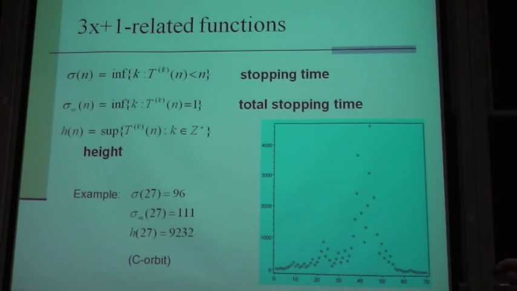And even with a modest number like 27, it takes 96 iterations before you jump below 27, 111 iterates to get to 1, and you can get as high as 9,232. So this is part of what makes this problem so difficult: there are not really nice constraints on what can happen on the iterates. They can really seem to get out of control until they maybe start collapsing down to what we expect them to.